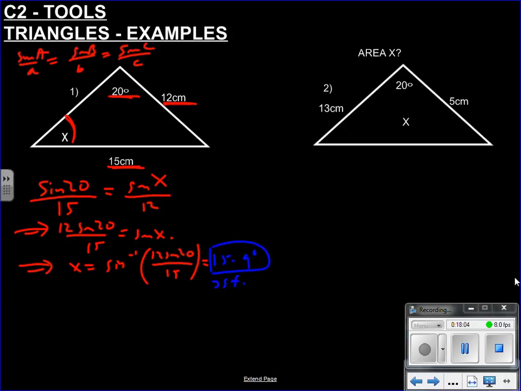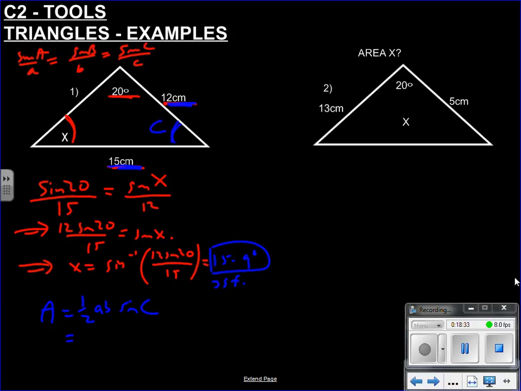Fantastic, that's good. If I wanted to find the area of this thing, well, I'm going to need to know some other stuff, aren't I? I know that the area is half ab sine C, or the equivalent lengths. I need two lengths next to each other, and an angle to work with.